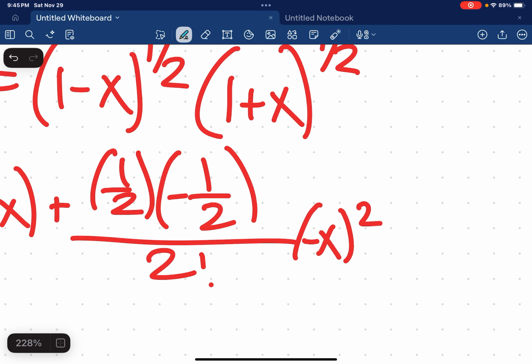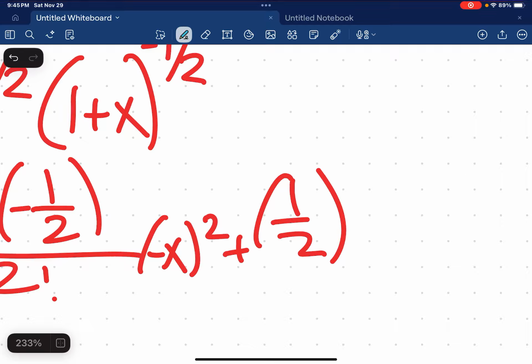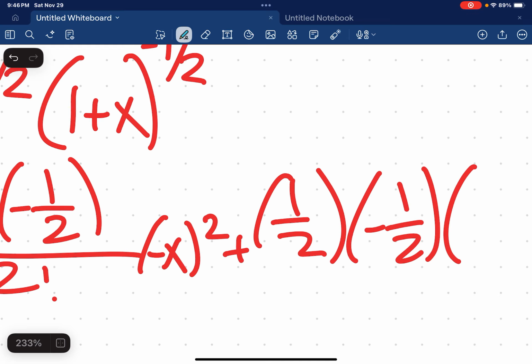Negative x squared plus 1/2 negative 1/2.